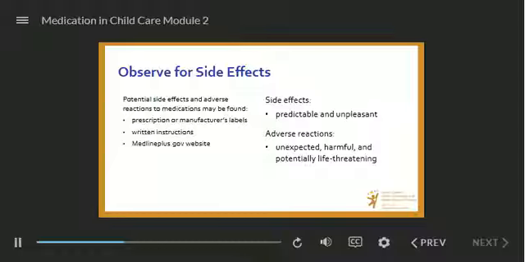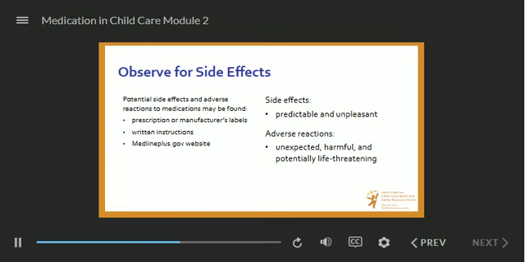Side effects and adverse reactions are both possible outcomes after a child is given a dose of medication. The difference is that side effects are predictable. These can be unpleasant but often do not cause lasting problems. Common side effects are dry mouth, dizziness, drowsiness or excitability, flushing or sweating, or nausea. Side effects most often occur when a person is starting or increasing the dose of a medication.